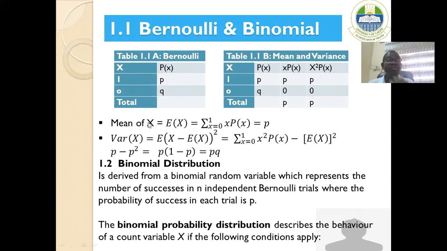Now, every random variable has a mean and a variance. A mean in the sense that the Bernoulli random variable will be occurring like 1, 1, 0, 1, 1, 1, 0, 0, 0, 1, 1, 1, 1. So what is the average occurrence? That we can find using this formula, sigma x p of x.